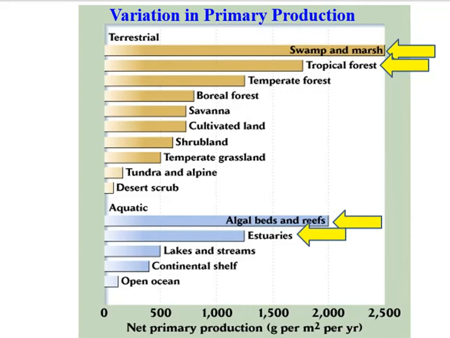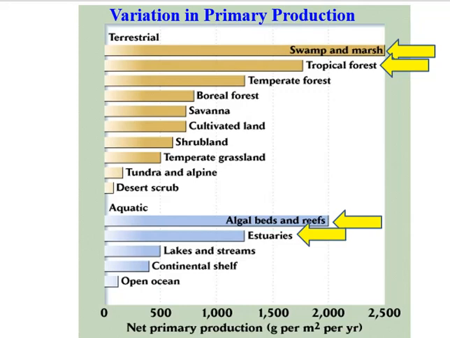Tundra and alpine situations, deserts. Not very much water, not very many nutrients, not necessarily that much sunlight. Now out in the desert there might be a lot of sunlight, but there's not very much water. All those things affect primary production.